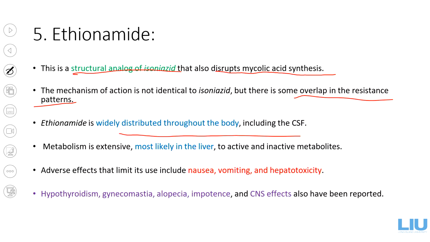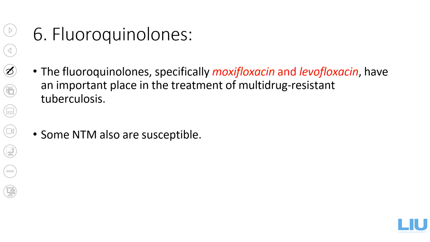It distributes widely through the cerebrospinal fluid, and metabolism is extensive in the liver. You know what that means, right? If somebody has hepatotoxicity, liver failure, we know what to do. Adverse effects, so you would see hepatotoxicity as a very common one, and then other nasty side effects as well. So I'm not gonna even name them, so you don't have to worry about them.